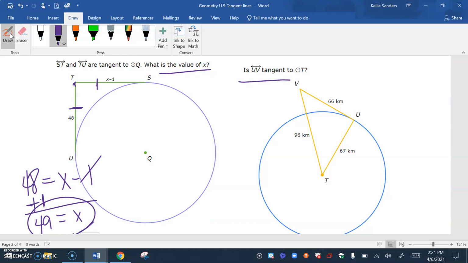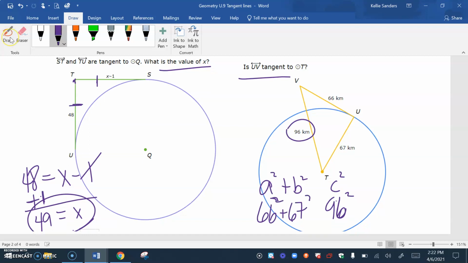Is UV tangent to circle T? And what have I been saying tangent is? It's when it makes a 90-degree angle. If it makes a 90-degree angle, it makes a right triangle. And how do we know if it's a right triangle? We put it into the Pythagorean theorem. So a squared plus b squared, and I want to see if it equals c squared. And c has to be the biggest side, so that would be 96 squared. And for the others, it doesn't matter which one it is.